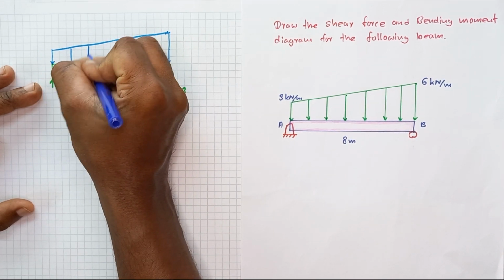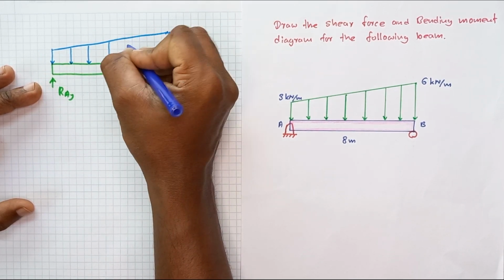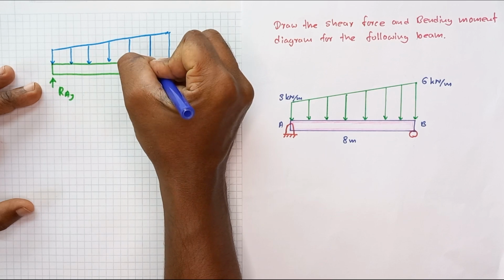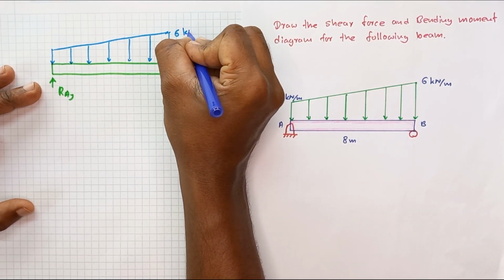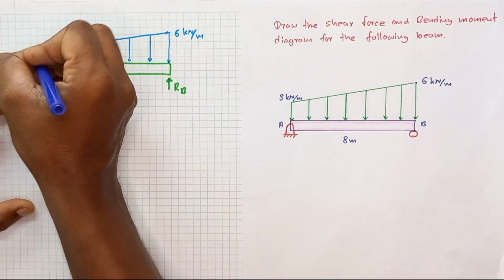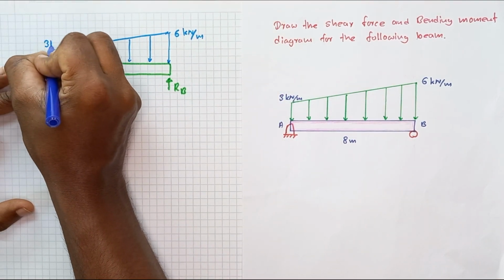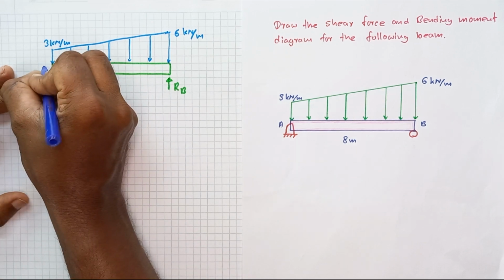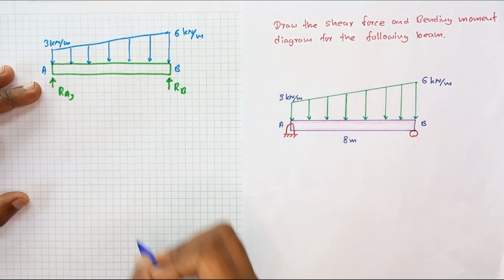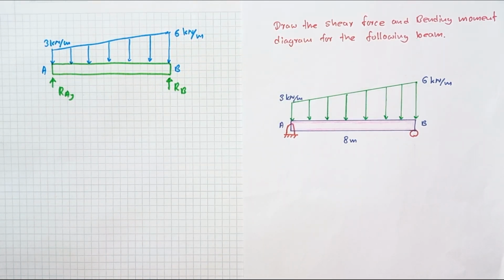The distributed load is linearly varying. Here this value is equal to 6 kilonewton per meter. This value is equal to 3 kilonewton per meter. This is A, this is B. Okay, this is the free body diagram for the entire beam.